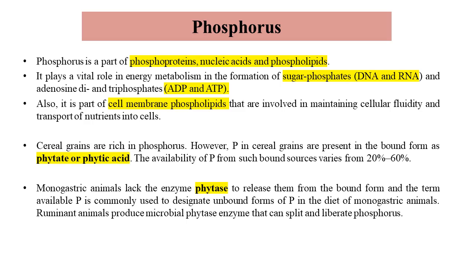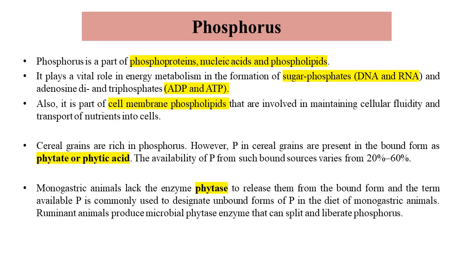Now we discuss another important macromineral, phosphorus. Phosphorus is a part of phosphoproteins, nucleic acids and phospholipids. It plays a vital role in energy metabolism in the formation of sugar phosphates, DNA and RNA, and adenosine di- and triphosphates, ADP and ATP. Also, it is part of cell membrane phospholipids that are involved in maintaining cellular fluidity and transport of nutrients into cells. Cereal grains are rich in phosphorus.